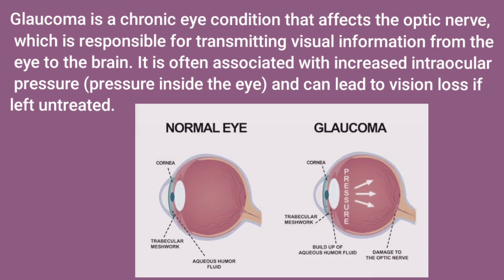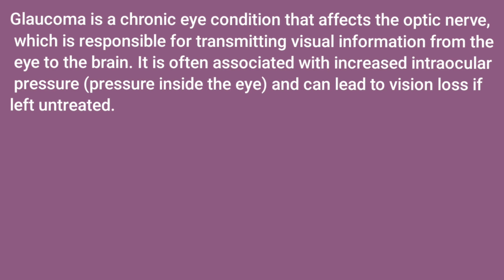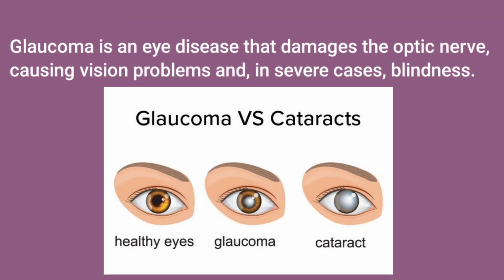Glaucoma is a chronic eye condition that affects the optic nerve, which is responsible for transmitting visual information from the eye to the brain. It is often associated with increased intraocular pressure inside the eye, and can lead to vision loss if left untreated. Definition: glaucoma is an eye disease that damages the optic nerve, causing vision problems and, in severe cases, blindness.